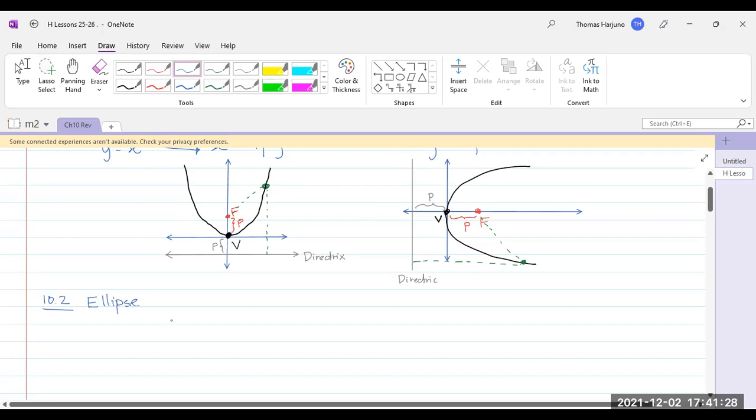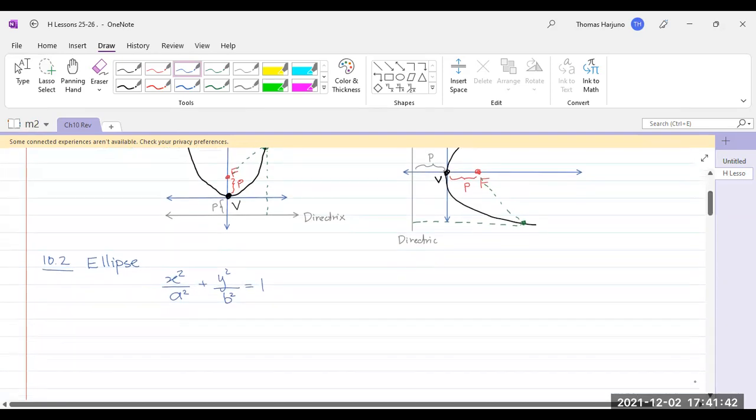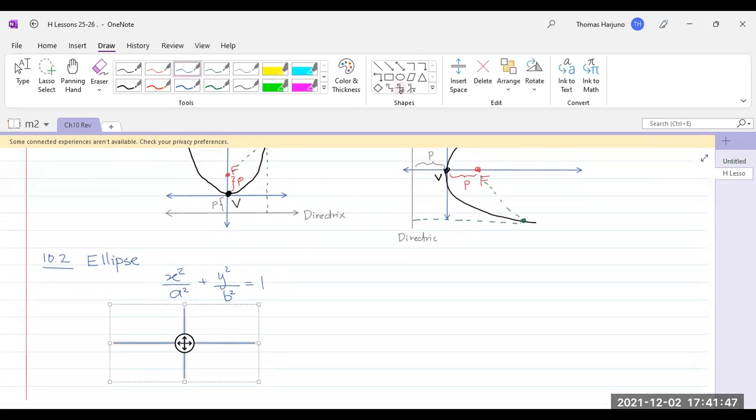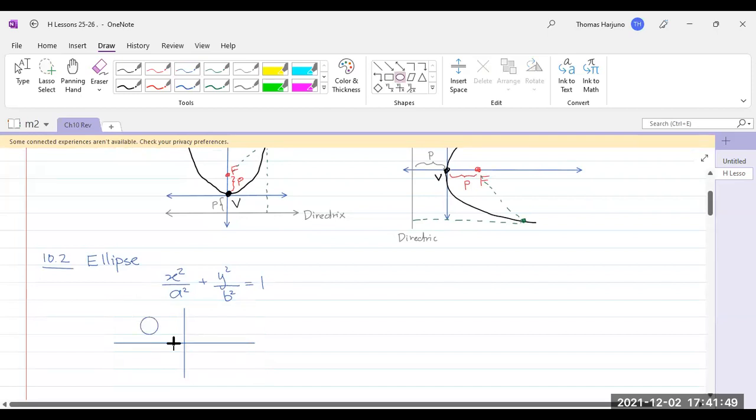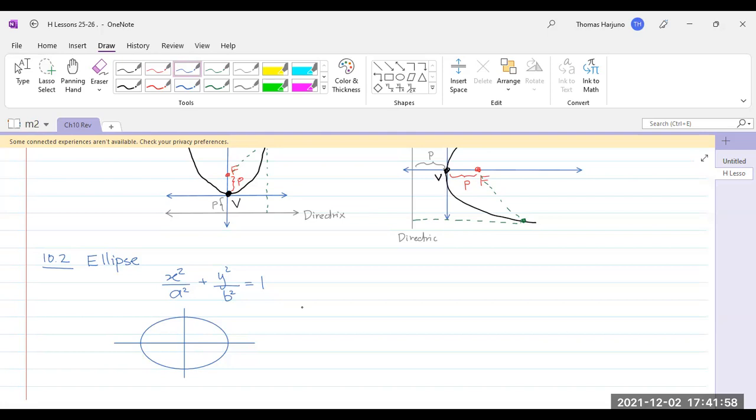Now, an ellipse is basically a deformed circle. It's a circle that you stretch horizontally and vertically at different scales. So suppose I have this ellipse like this.